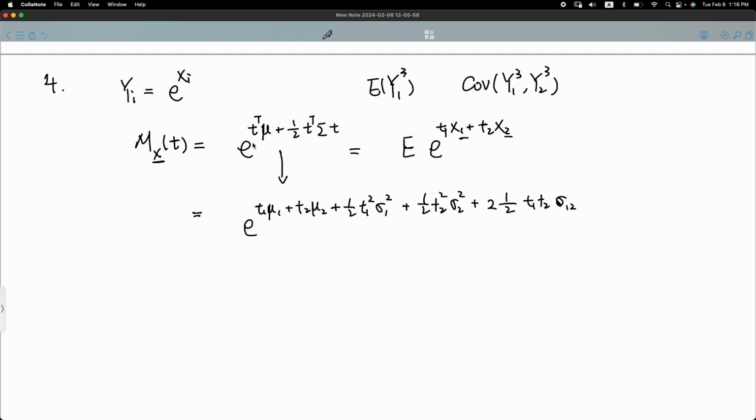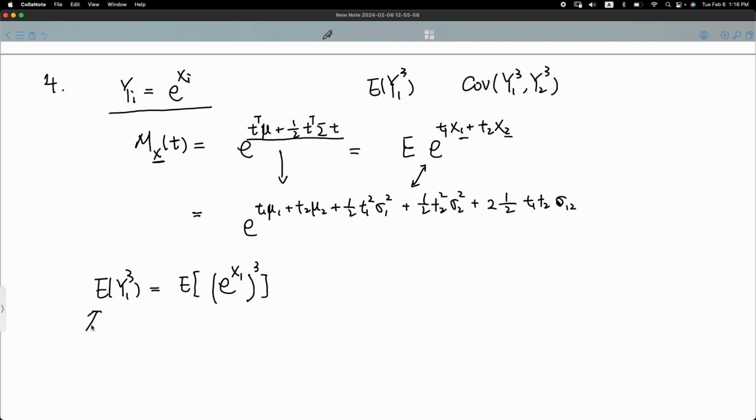Okay, so this is just elaborating from the vector matrix multiplication into a scalar form. And then now we're just going to bridge between these two. Okay, and then back to our original question: y1 raised to the power of 3, with the definition of y1 equal to e raised to the power of x1. This is by definition here. And raised to the power of 3.